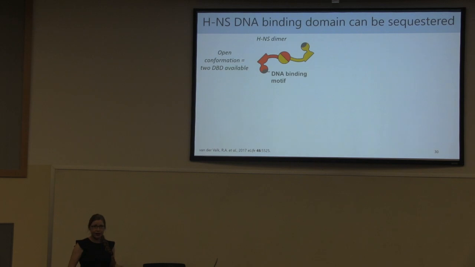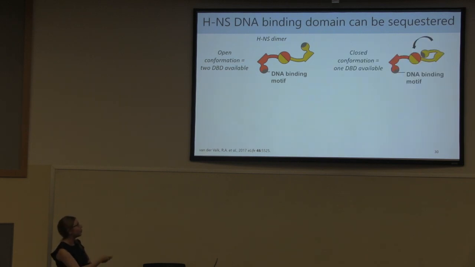The second conformation Ramstein's group observed was the closed conformation, where one of the DNA binding domains is interacting with the N-terminal domain of the protein, and is in essence sequestered and unable to bind to DNA. So in this closed conformation, only one of the DNA binding domains would be available for binding DNA.